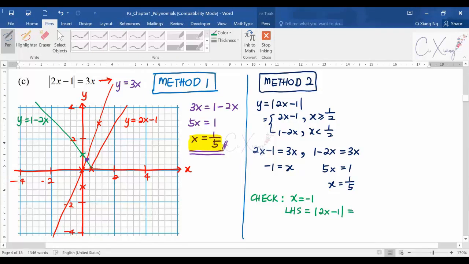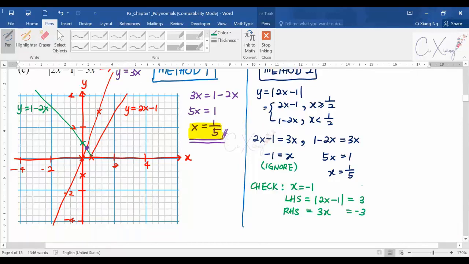So when you put x equals to -1 here, -1 times 2, you get -2, minus 1 is -3, modulus, you get a 3. But if right hand side, when you put in x equals to -1 into the equation, you will have -3. So do you see that these two, left hand side and right hand side, have the same value or not? No. So that means they are not intersect at x equals to -1. Therefore, this is the answer that you want to ignore.